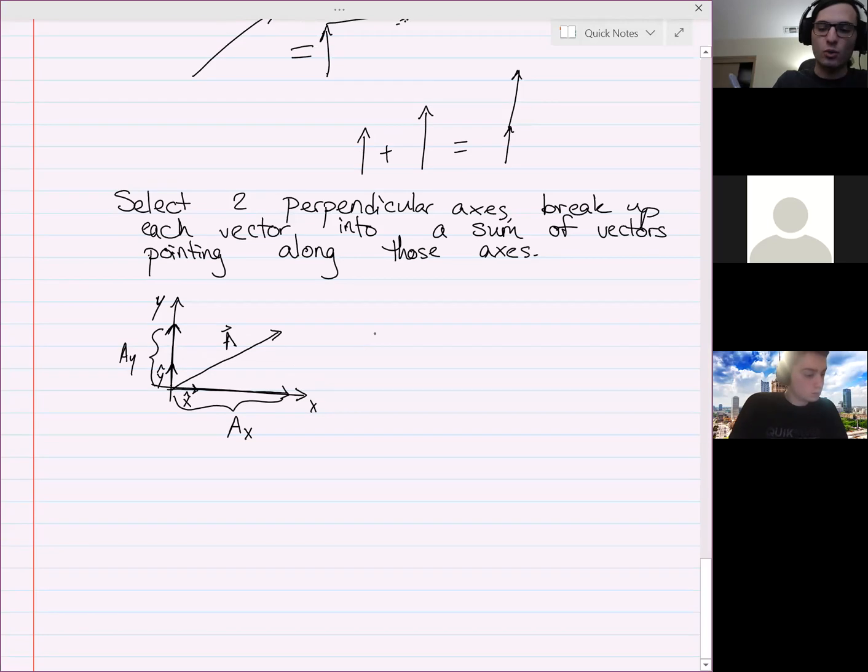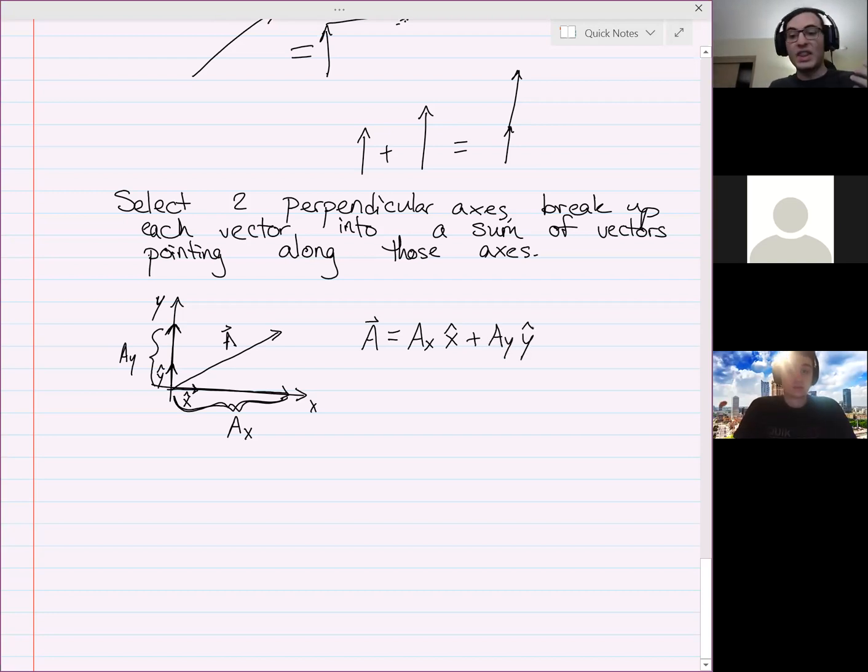Well, we just write what we know about how vectors add and how vectors can be multiplied by a scalar. The vector a is just the magnitude ax times x hat, that produces this longer vector in the x direction, and then we add to it ay times y hat. And that's how we do it, right? So now we can just talk about individual components of those vectors in various directions.